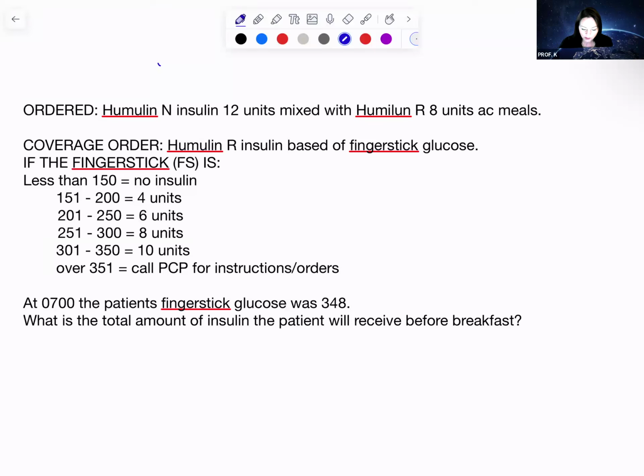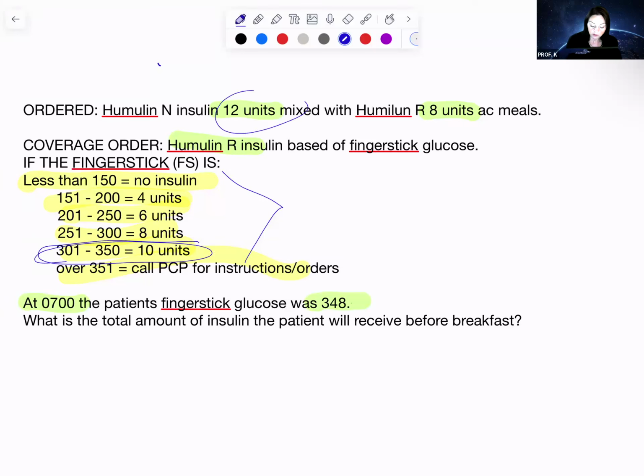So let's do it together real quick. The doctor orders, standing orders, Humulin N, 12 units, Humulin R, 8 units before meals. At 7 a.m., that's before breakfast. The patient's blood sugar was 348. Well, that's good because the doctor ordered additional coverage. So the additional coverage is all of this. So where does 348 fall in all this additional coverage? Well, it falls right in here, 10 units.